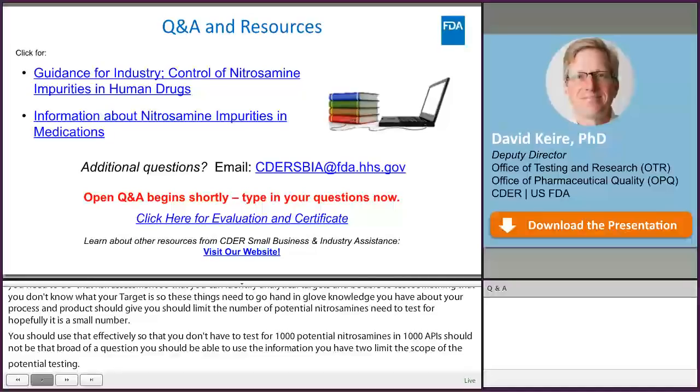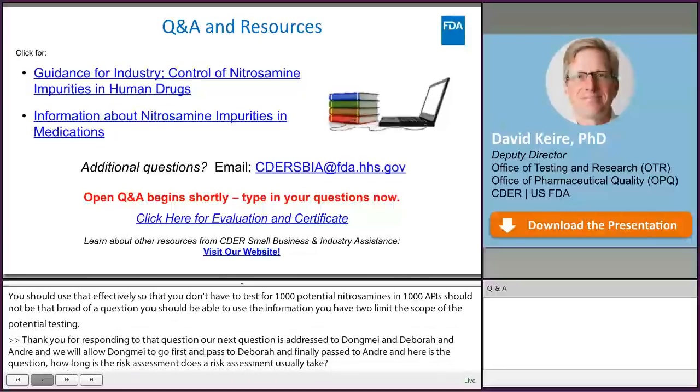And here's the question. How long does a risk assessment usually take? Is there a generic checklist created to perform the risk assessment?